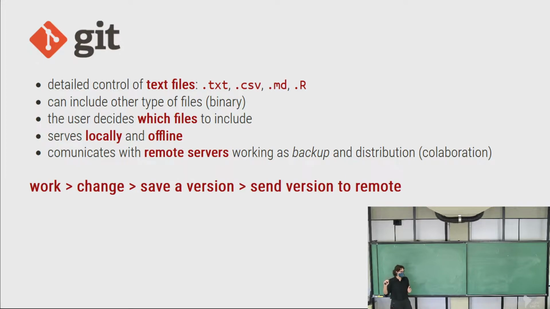You want to commit that, you can do that. And you enter the airplane, and you keep working, and you do another change, and you commit that. Once you arrive somewhere with internet, you can just push those commits to the remote. So the tracking is completely local and offline, and communicates with the remote service. So we work, we make changes, we save a version, and we send the version to remote. That's the basic Git workflow. That's what we will be doing. And there are commands to do that.